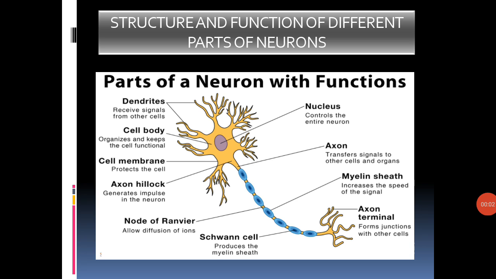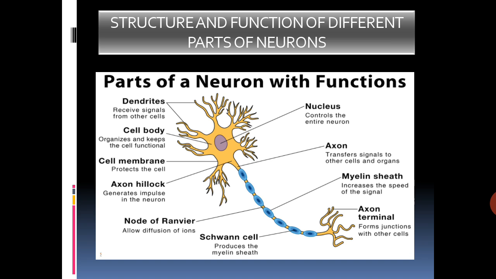Now let us understand the structure and function of different parts of neurons. Neurons vary in shape, size, structure depending on their role and location. However, the 3 main parts of a neuron are the cell body, axon and dendrites. Here I have provided a labeled diagram of the neuron, and I will be explaining every part of the neuron in detail. Kindly follow the diagram and relate it with what I am trying to say.